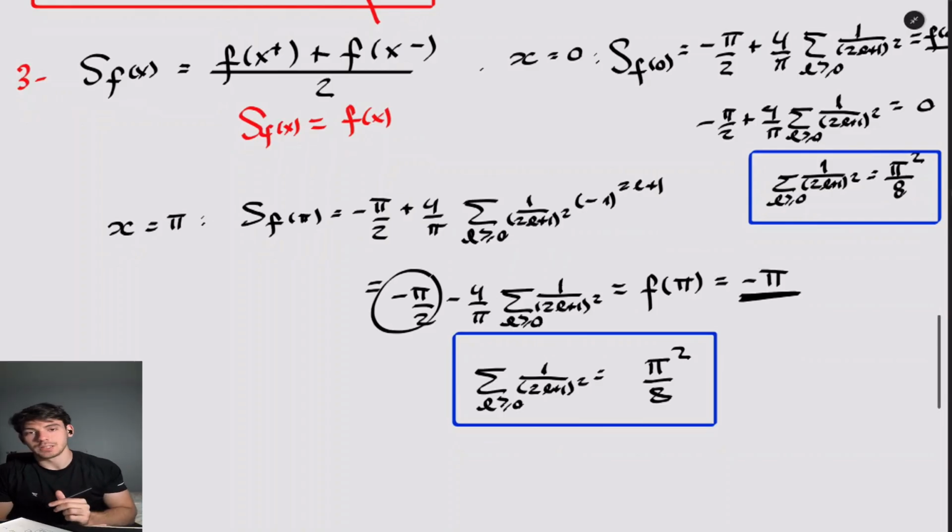If you're using Dirichlet, you need to state three things. You need to say that your function is 2 pi periodic. You need to say that your function is C1. That means you can differentiate it at least once. And you need to say that your function is continuous. Okay?